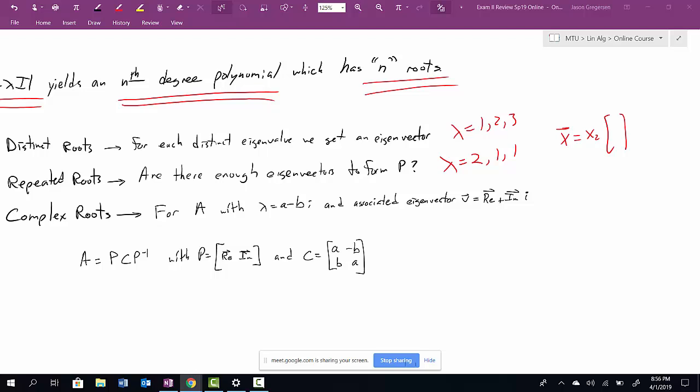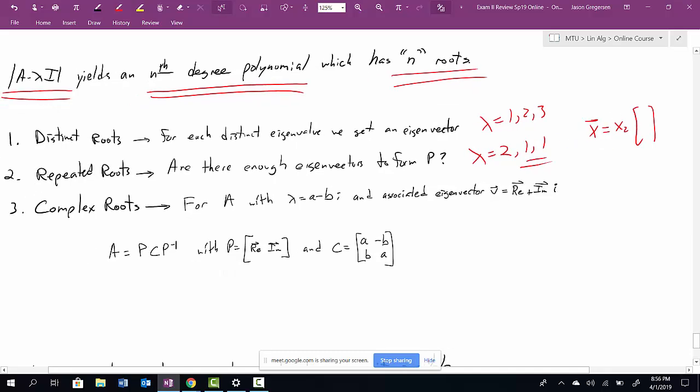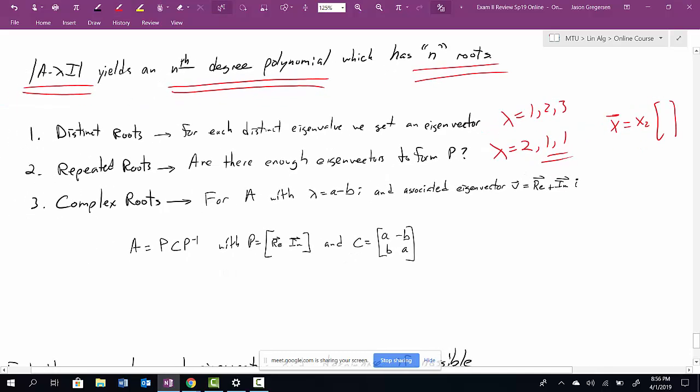Any questions so far about that case? So repeated roots. Sometimes I'll be able to diagonalize, sometimes I won't. And the last case was the complex case. We plug them in, we get complex eigenvalues. And instead of being able to diagonalize, we can instead have a different factorization.